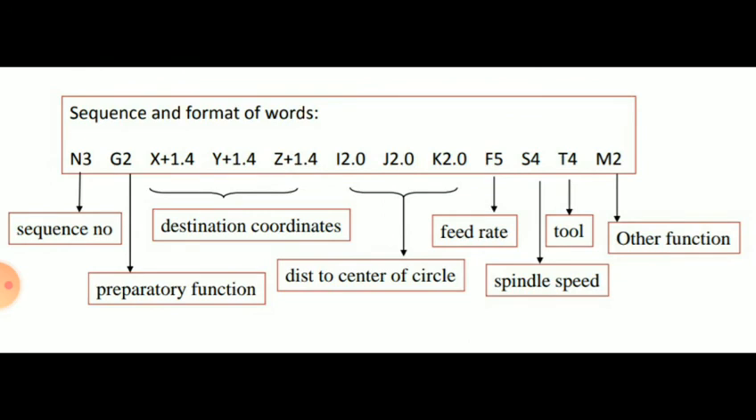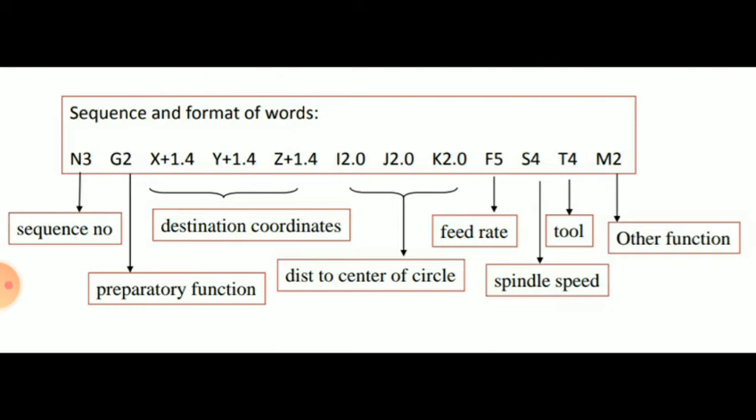A particular block is represented in this slide. N30 G2 X plus 1.4, Y plus 1.4, Z plus 1.4, I 2.0, J 2.0, K 2.0, F5, S4, T4, M2. The meaning of that block: N30 is a sequence number, that is the third block. G2 is a preparatory function; G02 means circular interpolation, not linear interpolation.